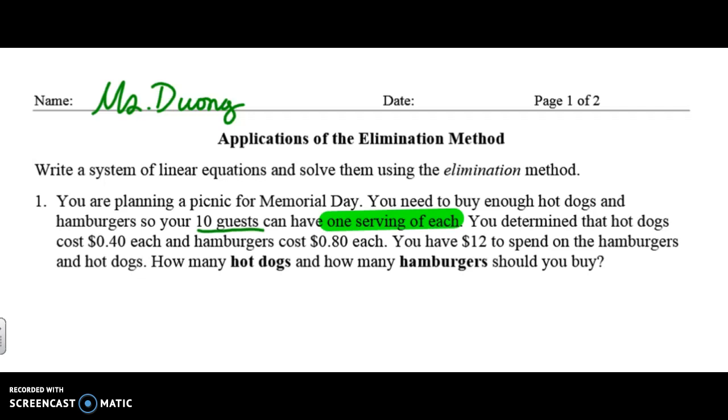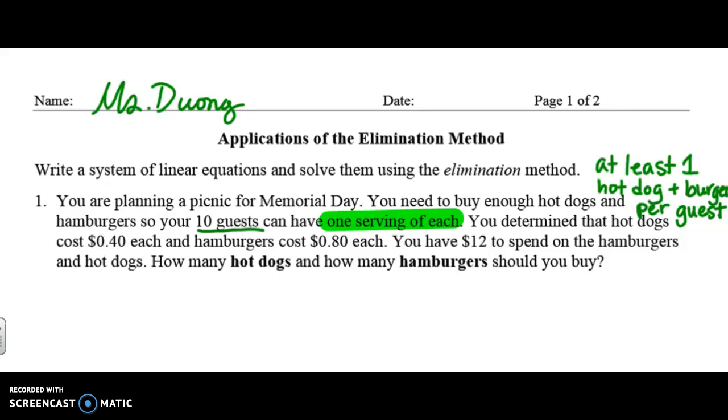First, we're going to write a system of linear equations and solve using the elimination method. Of course, some of you might be more familiar with the linear combination method. This is where the elimination method has to go one extra step so that something will cancel out. Sometimes it's rewriting the equation, sometimes it's a matter of multiplying one or both of the equations by a value.